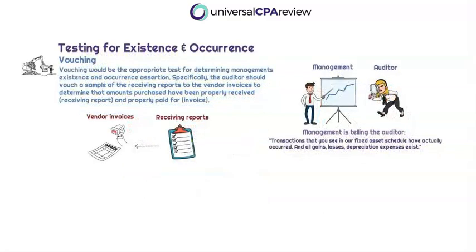Existence and occurrence, what we see in the financial report needs to actually exist, right? So we're going to vouch backwards. We want to see that supporting documentation. Okay, so vouching would be the appropriate test for determining management's existence and occurrence assertion. Specifically, the auditor should vouch from what document to what supporting document. They're going to want to take a look at the receiving reports when the client has purchased fixed assets, and we're going to vouch from those receiving reports to the invoices. Okay, so the invoices that were sent to the client from the vendor. This is going to prove that what was actually received is based on what was actually paid for. Okay, so therefore that does exist if we see the matching documentation.